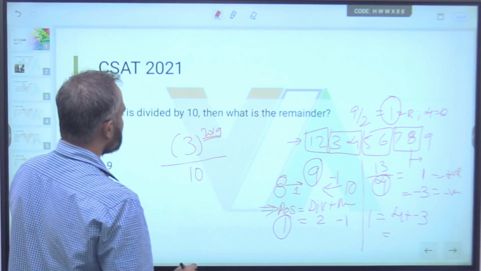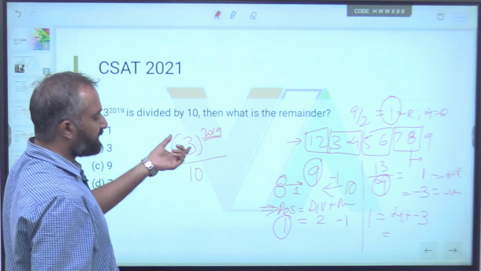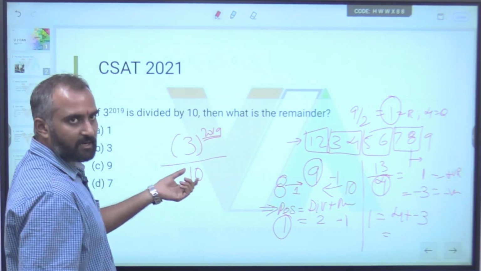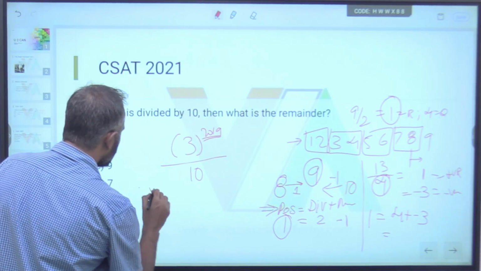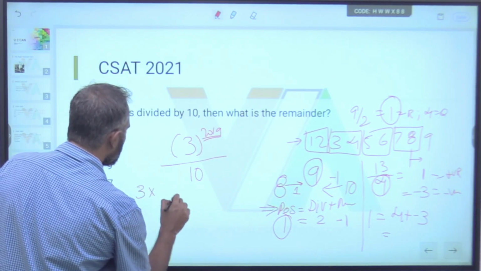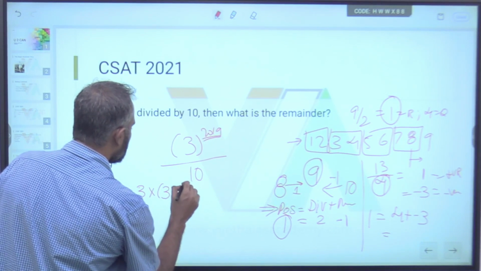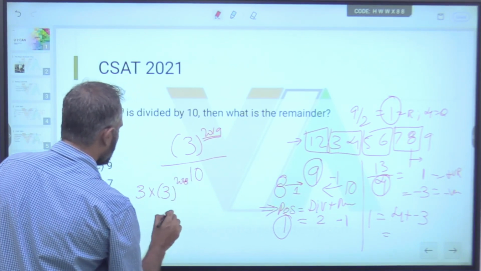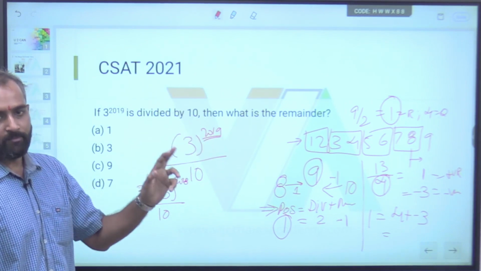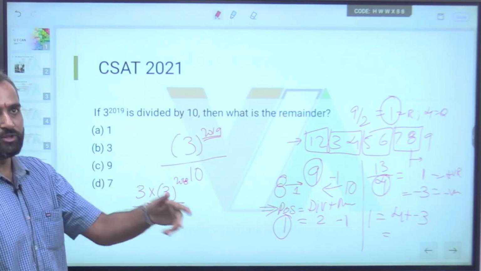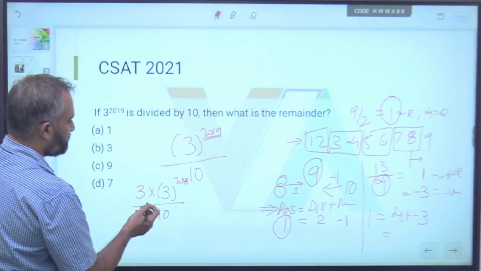So, this is 2019. What is the nearest power which is just 1 less than 10? It is 9. So, what I will do? I will multiply 3 into 2018 by 10. Can I write like this? It is just basics of exponent. a to the power of m into a to the power of n is equal to a to the power of m plus n. So, I have expressed here.